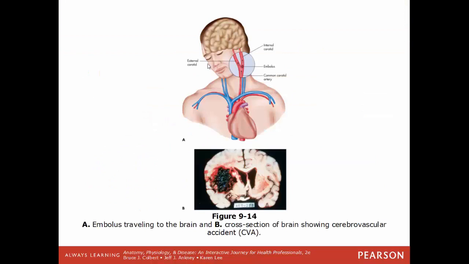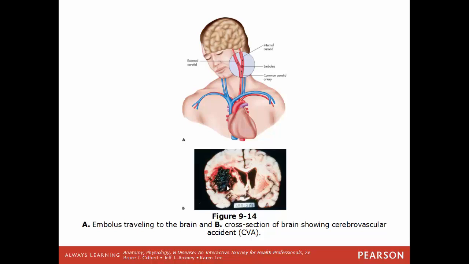Here in this image, we have both an illustration and then a real image. The image on top, you have an embolism, which is a traveling blood clot finding its way up into the brain. That will lead to a CVA, a cerebrovascular accident, or a major stroke. And this area here is black due to the death of the tissue. This is a major stroke.